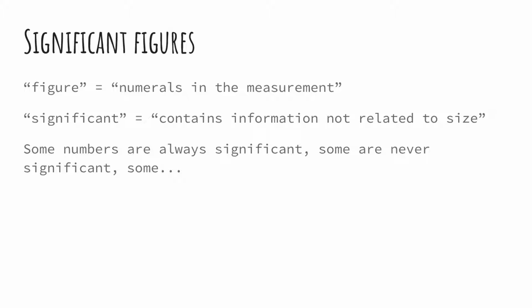So here, figure means we're talking about digits, the numerals, the individual numbers in the measurement, like how 103 has a 1, a 0, and a 3. Those are the figures we're talking about. And when we say significant, we mean that it contains actual information not related to the size of the number. So, some figures are going to be significant, some are not. Some will always be significant, some will never be significant, and some sometimes.